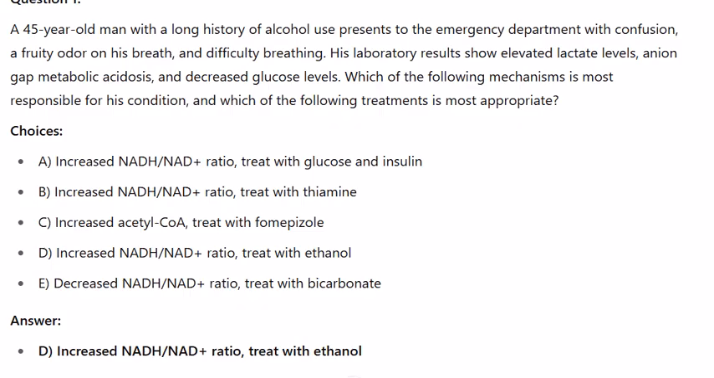Choices. A. Increased NADH/NAD+ ratio, treat with glucose and insulin. B. Increased NADH/NAD+ ratio, treat with thiamine. C. Increased acetyl-CoA, treat with fomepizole. D. Increased NADH/NAD+ ratio, treat with ethanol. E. Decreased NADH/NAD+ ratio, treat with bicarbonate. Answer. Increased NADH/NAD+ ratio, treat with ethanol.